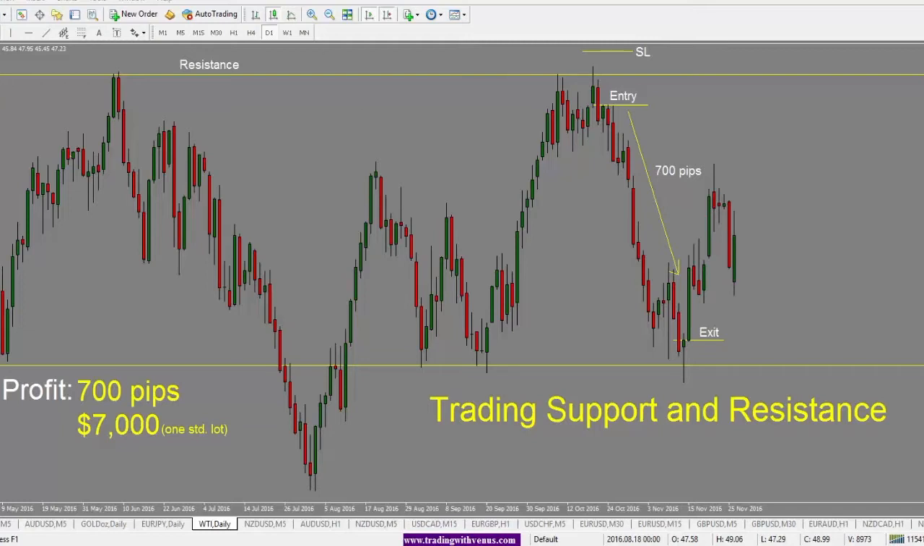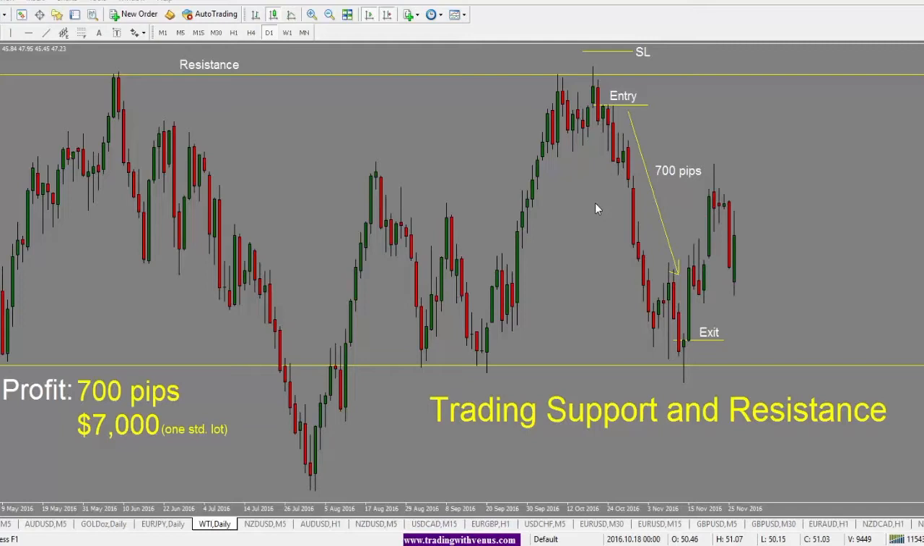In this example, we are looking at the oil daily chart, which is WTI, and this applies to all kinds of different markets. You can trade currencies with it, you can trade commodities like oil, gold, silver, or even stocks using simple support and resistance. So this is technical analysis 101.